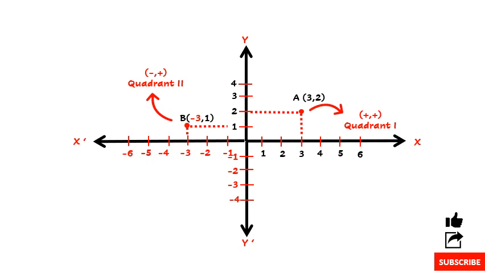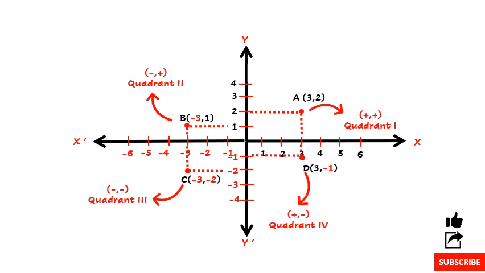Now the next point is point C. The x coordinate is -3 and the y coordinate is -2. So the point lies in the third quadrant. Now let's take another point D with x coordinate +3 and the y coordinate -1. So the point lies in the fourth quadrant.